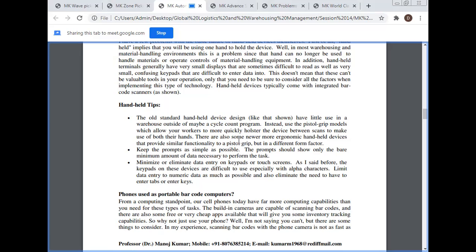Keep the prompts as simple as possible. The prompt should show only the bare minimum amount of data necessary to perform the task. Minimize or eliminate data entry on keypads or touch screens. As I said before, the keyboards on these devices are difficult to use, especially with alpha characters. Limit data entry to numeric data as much as possible and eliminate the need to have to enter tabs or the enter key.